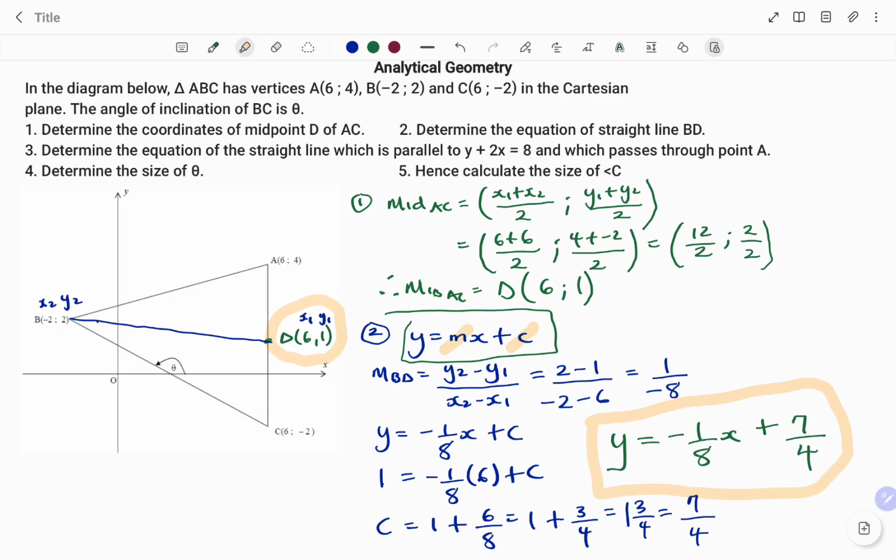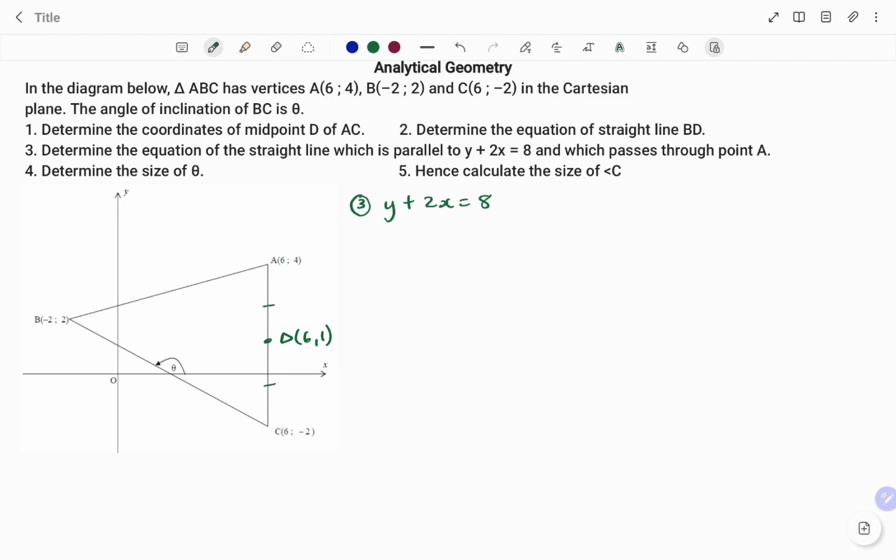Let's look at the third part of the question that says, determine the equation of the straight line which is parallel to y plus 2x equals 8 and passes through the point A. Because we've been told that the straight line is parallel to y plus 2x equals 8, I'm going to start by rewriting that in standard form. So that will be y equals minus 2x plus 8.